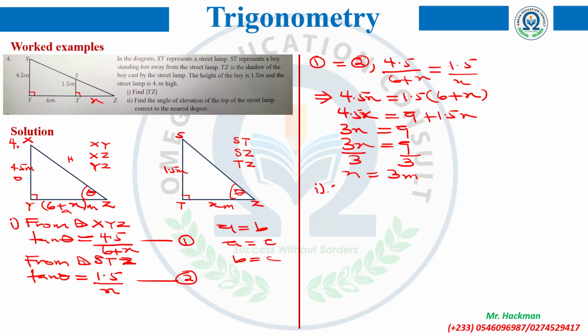Now write therefore, what was I asked to find? The length of TZ is equal to what? 3 meters. All correct?